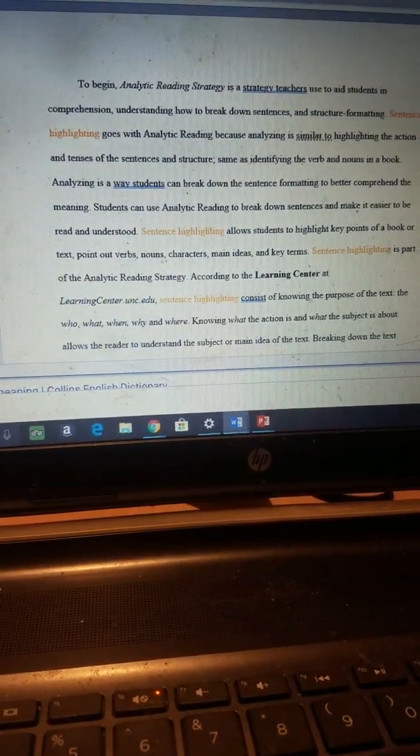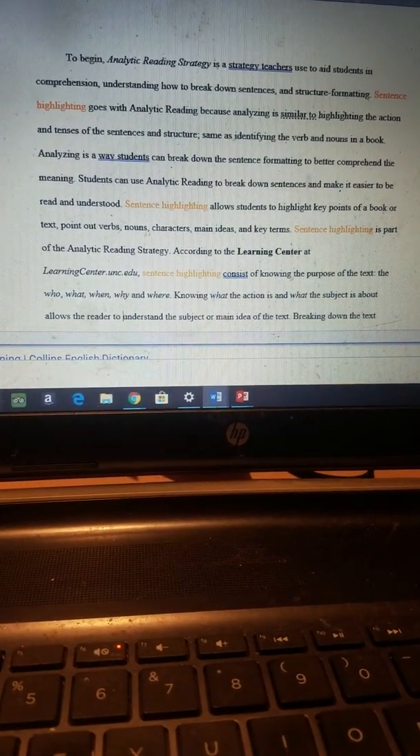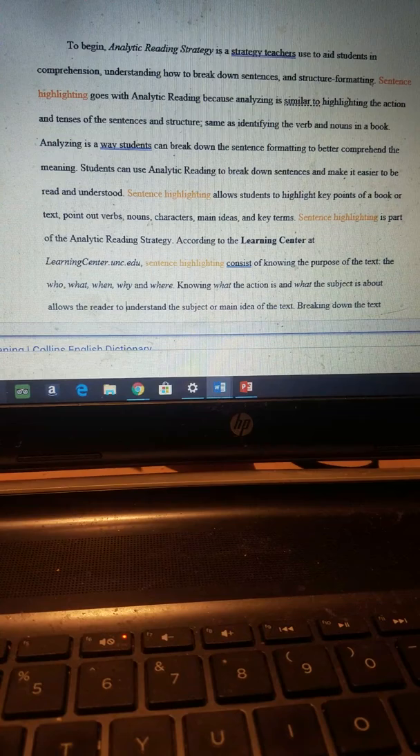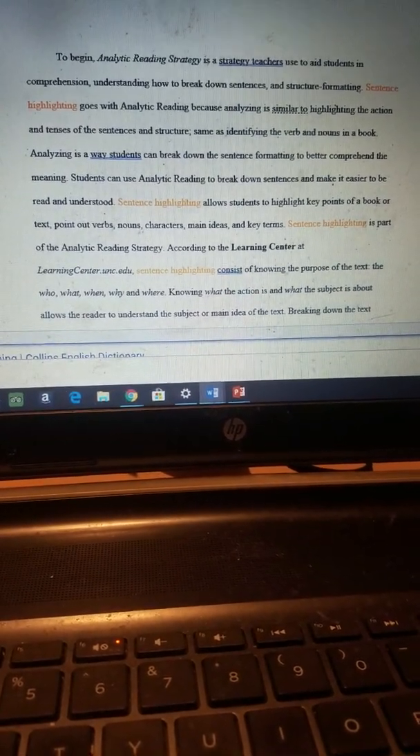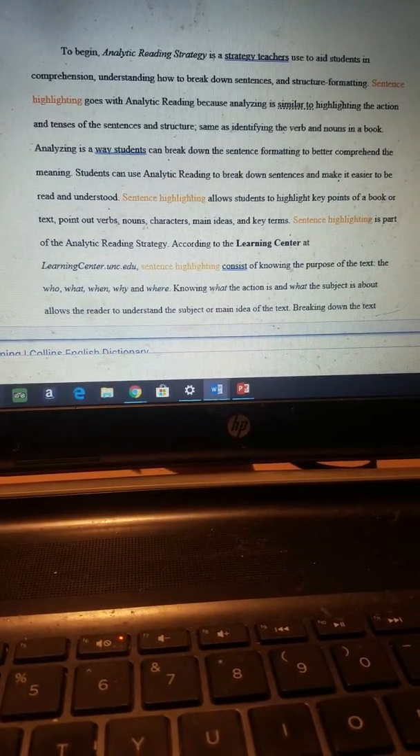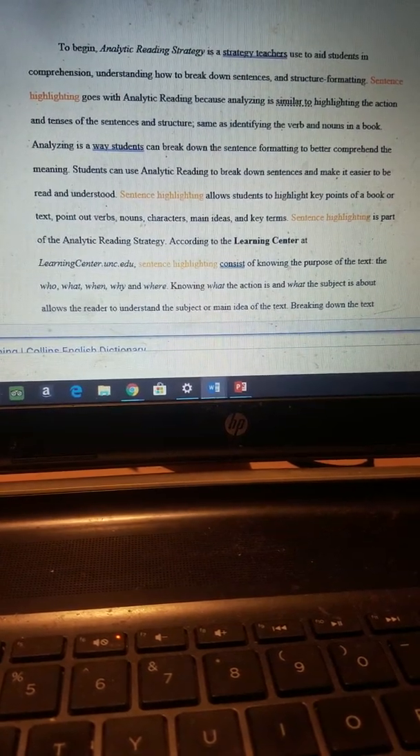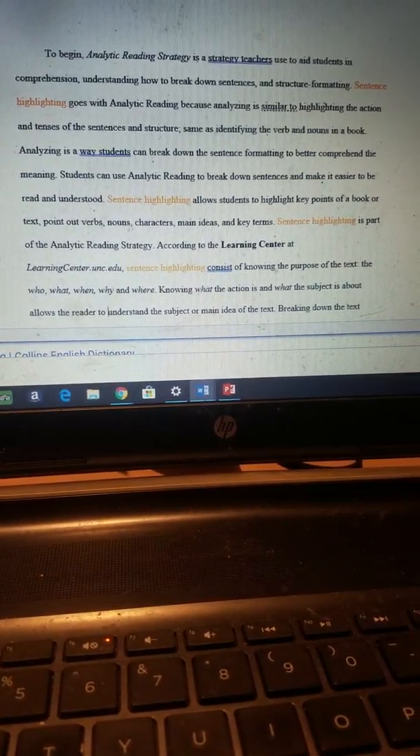To begin, the analytic reading strategy is a strategy that teachers use to aid students in comprehension, understanding how to break down sentences, and structure formatting. Sentence highlighting goes with analytic reading because analyzing is similar to highlighting the action of the tenses, the sentence structure, same as identifying the verb and nouns in a book. Analyzing is the way students can break down the sentence formatting to better comprehend the meaning. Students can use analytic reading to break down sentences and make it easier to be read and understood.